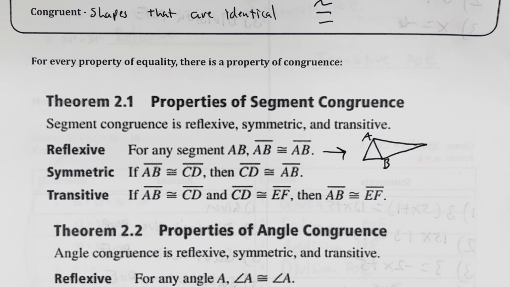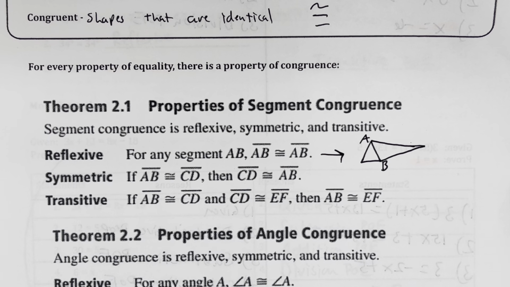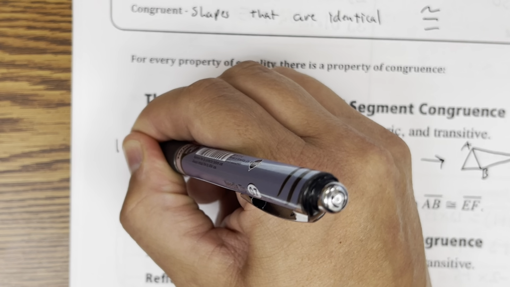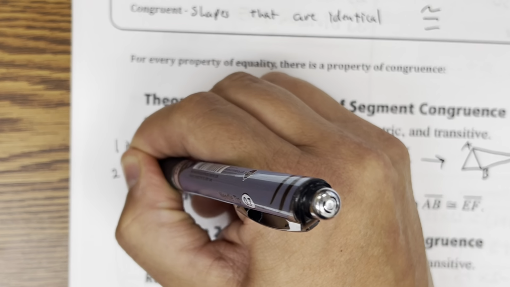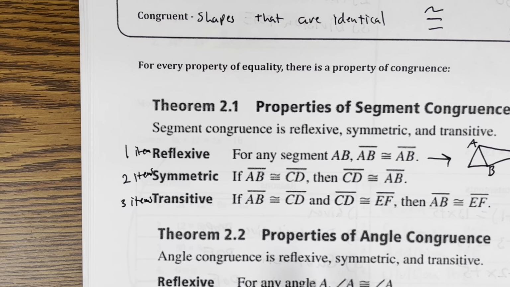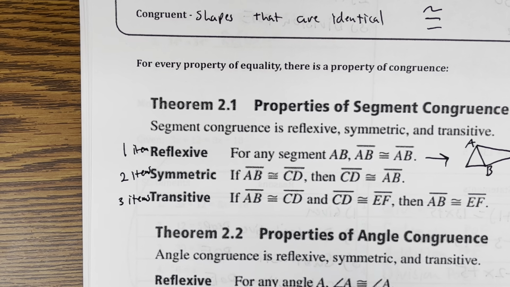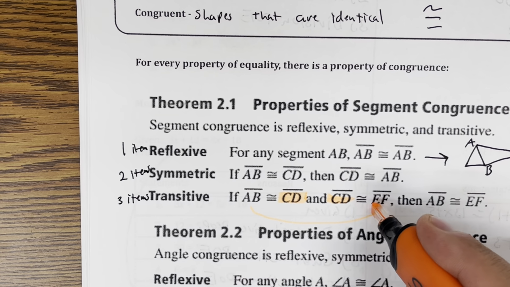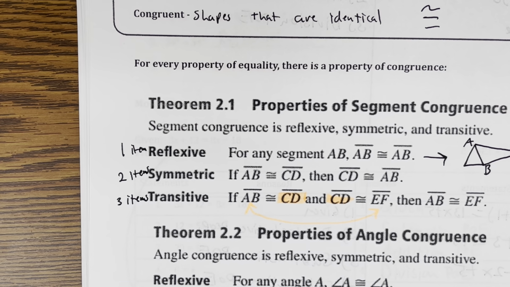Symmetric property is two segments. I can switch up the order. If segment AB is congruent to CD, I can switch it and say CD is congruent to AB. So two items, again. Reflexive, one item. Symmetric is two items, switch the order. And transitive is three items that are all congruent. So if AB is congruent to CD, and CD is congruent to EF, CD is the same, so AB would also have to be congruent to EF. They have that one in common. That gets us our new statement.